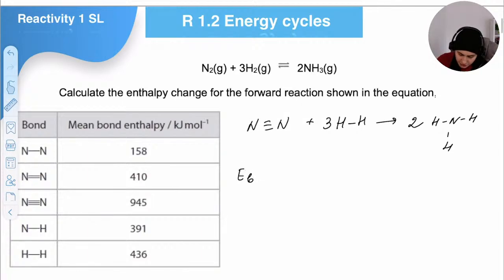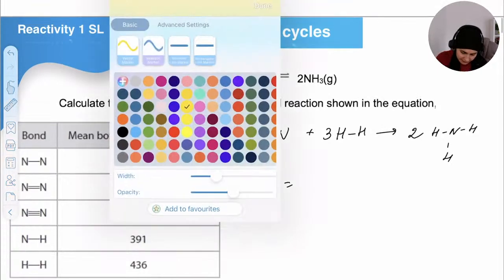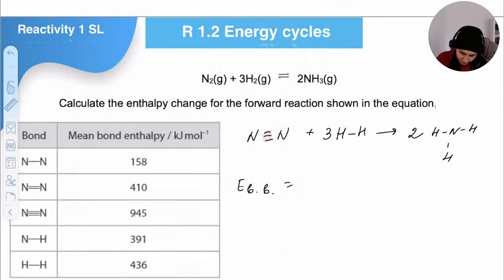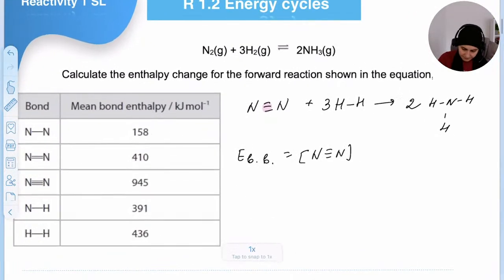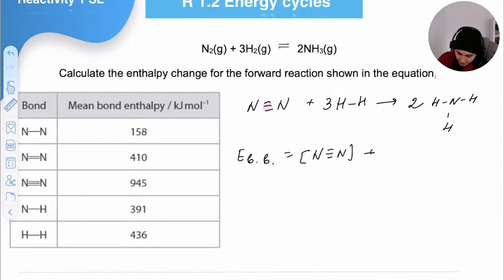So, energy of broken bonds. What are we breaking? We're breaking 1 triple bond in nitrogen. And here you see they give us the choice, like which nitrogen we're choosing. Well, we'll choose this one. Nitrogen, and we're breaking 3 H-H single bonds. These, so it's a good idea to mark them because normally you can just miss some of the bonds. Yeah, so better to mark.